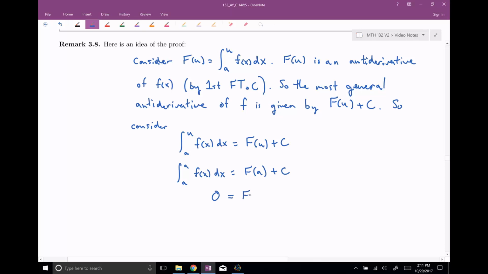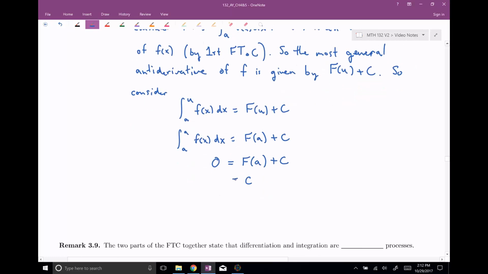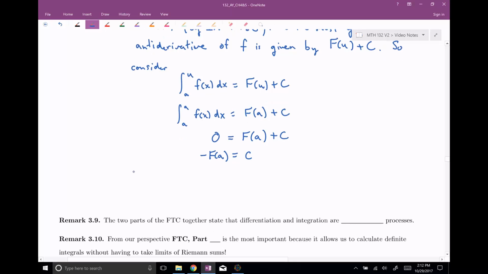And this allows us to solve for our c value. This is saying that c has to be equal to negative F of a. So this is now specifying which antiderivative I want, because there are infinitely many of them, plus any old c, and I have to figure out which antiderivative is the correct one. I found that when c is equal to negative capital F of a, that is the correct one. So in this case, the integral from a to u of f of x dx is going to be equal to F of u minus F of a.